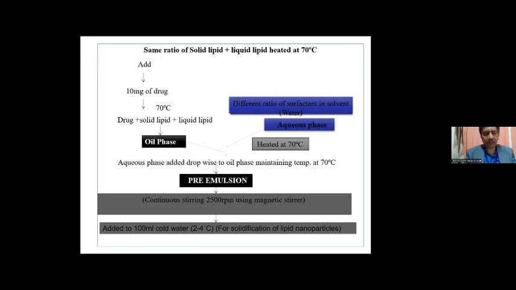So in the initial stage, we have taken solid lipid as well as liquid lipid, a mixture in the same ratio, and they were subjected to a heating process at 70 degrees centigrade. Further, the drug is added to the solid lipid and liquid lipid. So these materials constituted the oil phase.